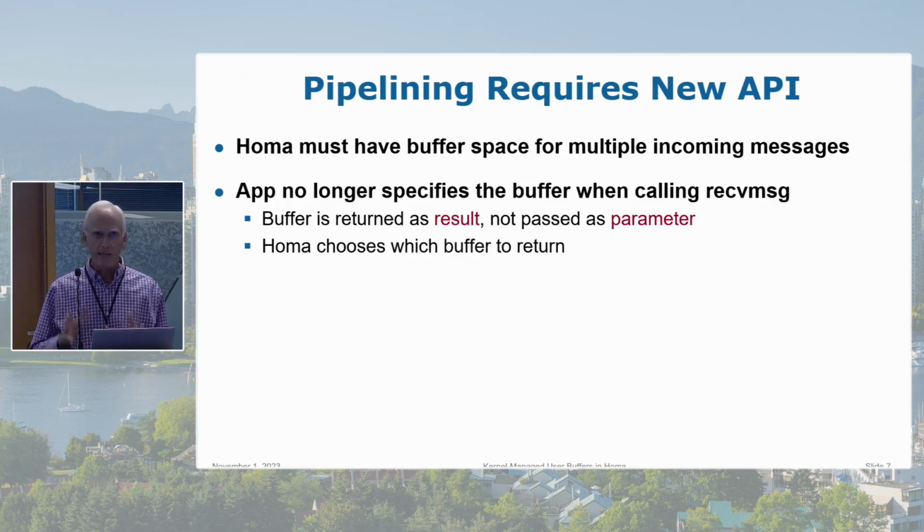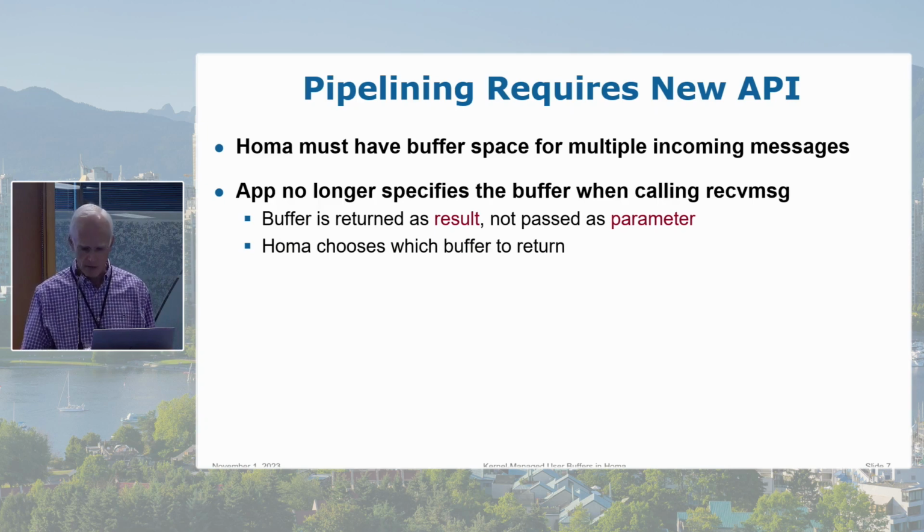And the key idea is that the transport protocol has to have enough buffer space to receive parts of several messages simultaneously. It can have gotten some parts of some messages, parts of others, and then eventually once one is complete, then it passes it off to the application. So that means that the application does not indicate a specific buffer when it calls receive message. Instead, the buffer is returned as a result by the transport. It's not passed in as a parameter. And then Homa gets to choose which of the buffers to return. So that's the basic idea.